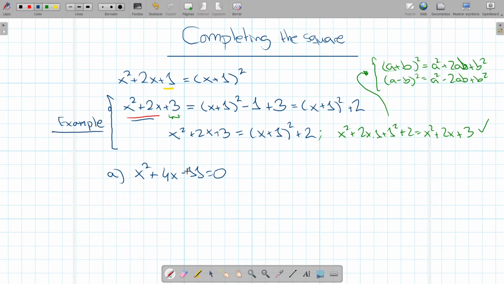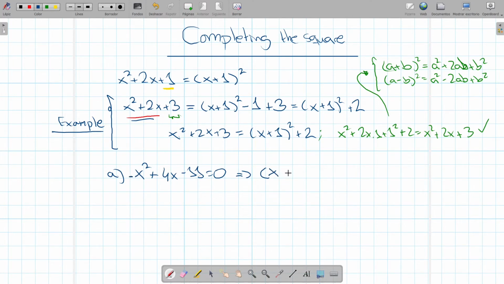So we need to complete the square here. The first thing we need to understand is which notable product we should use, but it's very easy. What we need to do is open a bracket. If there is nothing in front, we always use an x, okay?